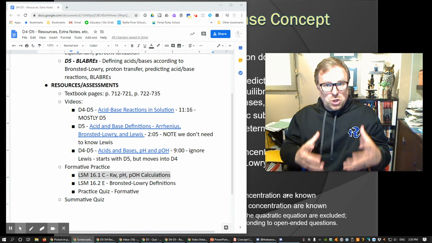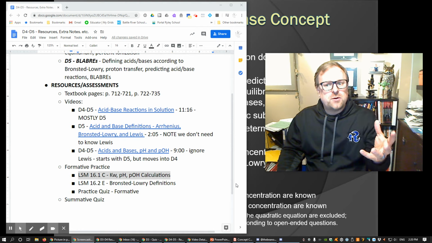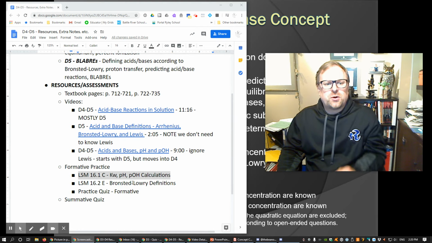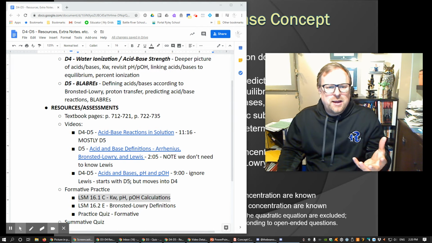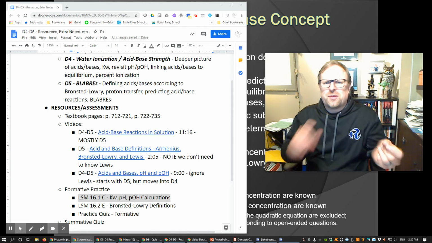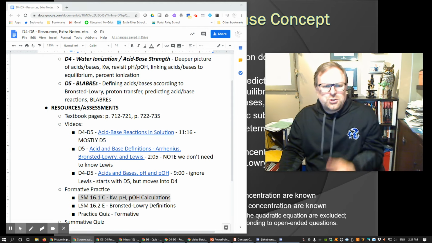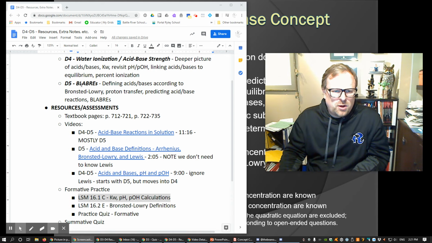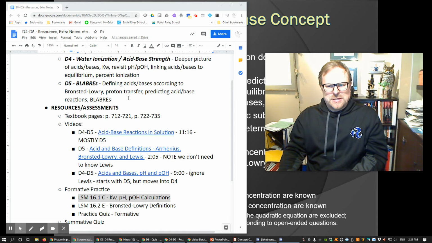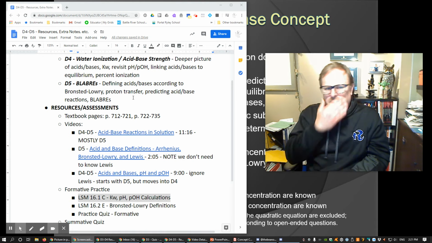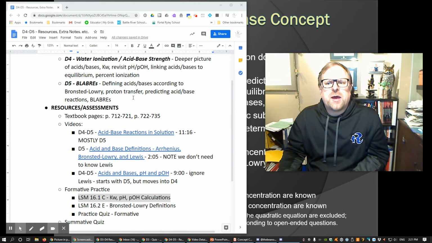At this point, you should have gone through the video lesson for D4, sorted out all of that stuff with water ionization and acid-base strength, and made that link between acids and bases in equilibrium. Now we're going to jump into talking about what are called Bronsted-Lowry acid-base reaction equations, or blabries, as I like to call them. We're going to get into what that is all about and really refine our definition of acids and bases.